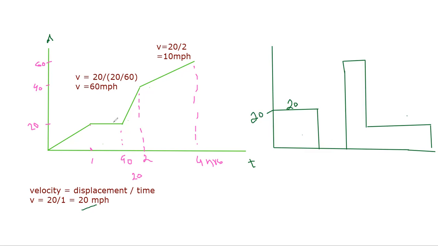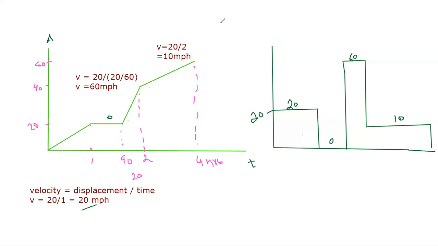At the second region, the speed is 0 because there is no distance covered. So the speed is 0 here. Speed is 60 here, and the velocity reduces to 10 in the final region. So this is how we can calculate the velocities by using a distance time graph.